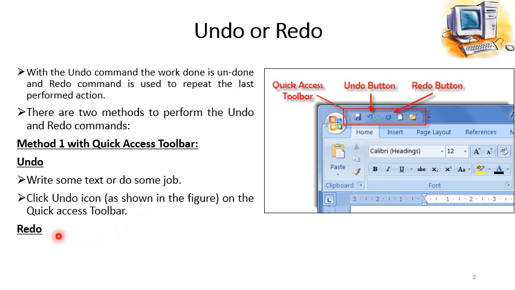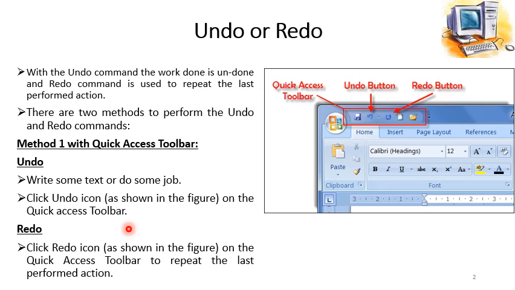Okay, and if you want to redo the last performed action, click the redo icon as shown in the figure. Here we have the redo button or icon. We just have to click on this button on the quick access toolbar to repeat the last performed action. So it's very easy to perform the undo and redo operations by using the quick access toolbar. You just need to know the buttons of the undo and redo operations which are shown in this image.